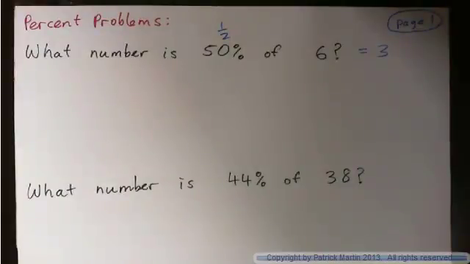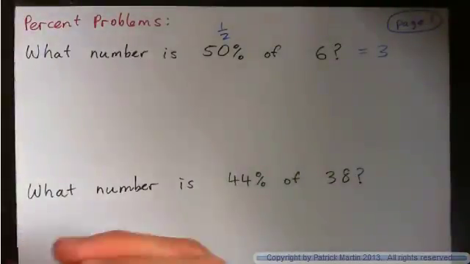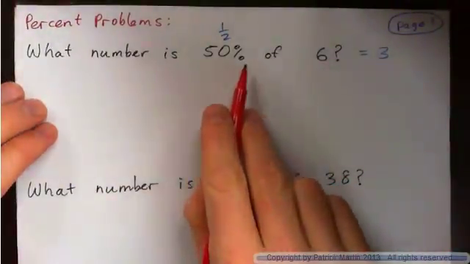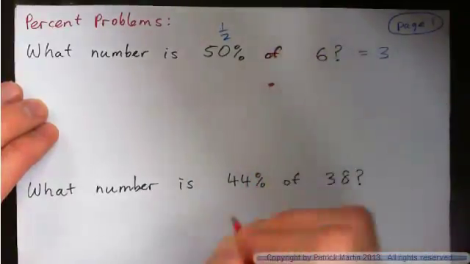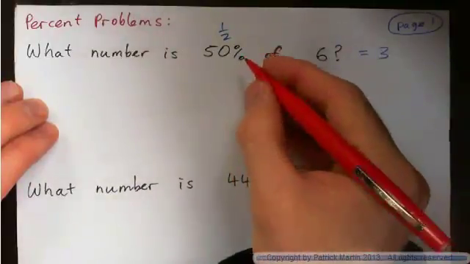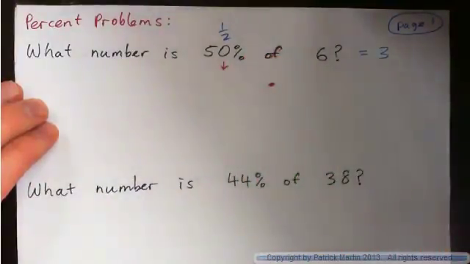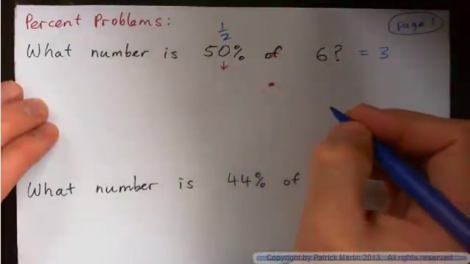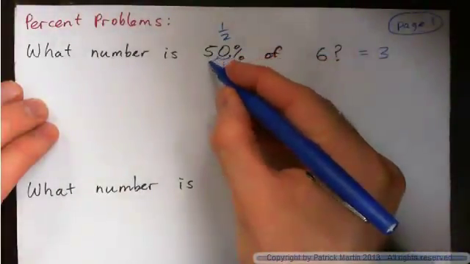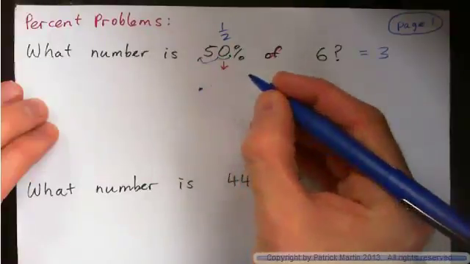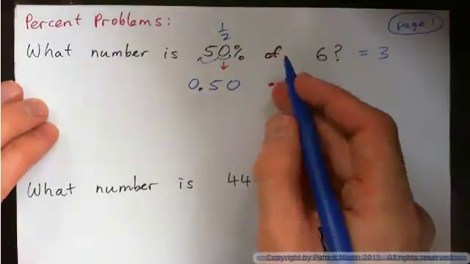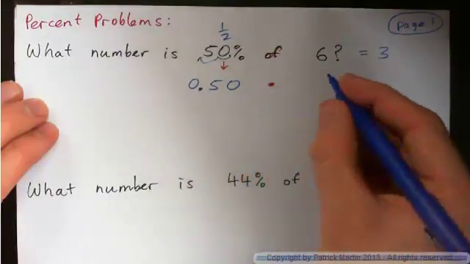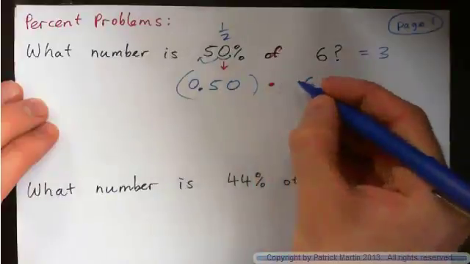Now the way we were going to do this is we're going to say, okay, we want to get 50% of 6. Now, of, you might remember, means multiply. 50% can be turned into a decimal. What's 50% as a decimal? You can move the decimal point 2 spaces to the left and get 0.50. So 50% of 6 is 0.50 times 6, so you can just multiply these numbers.